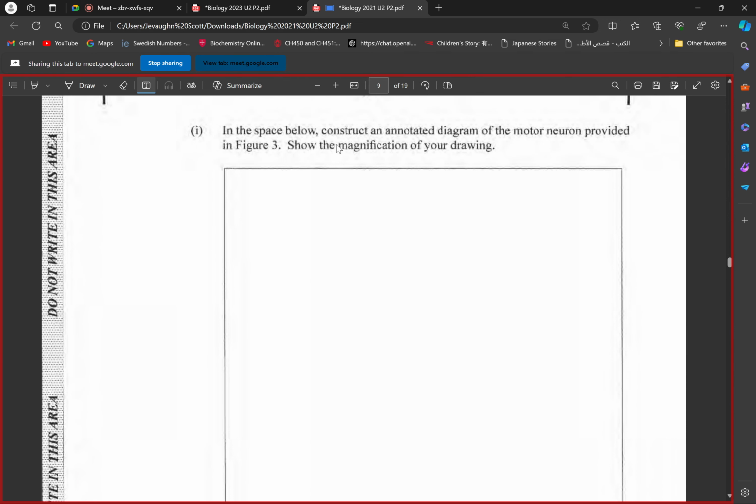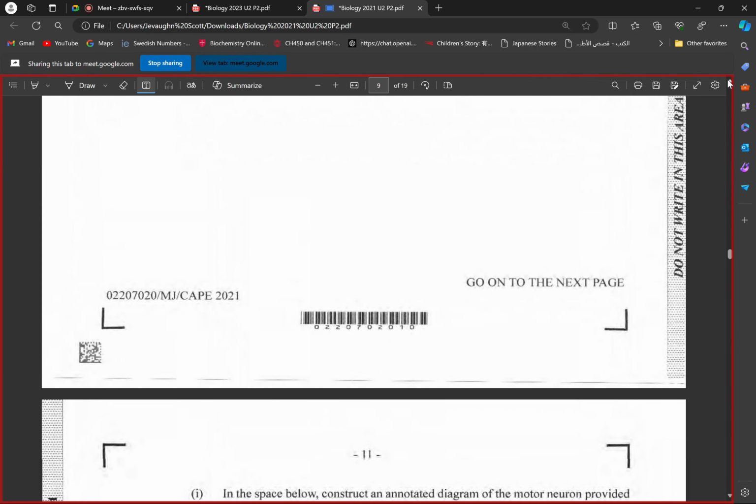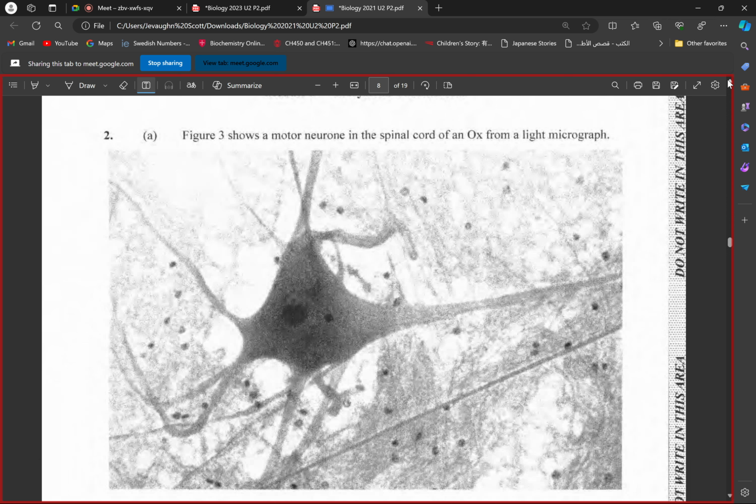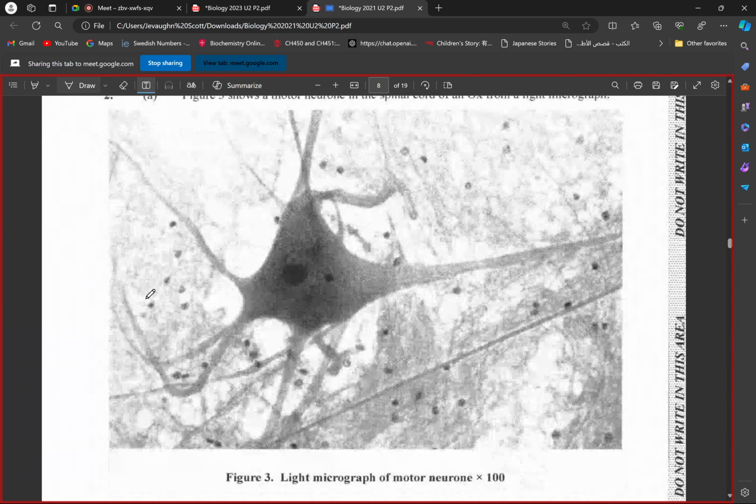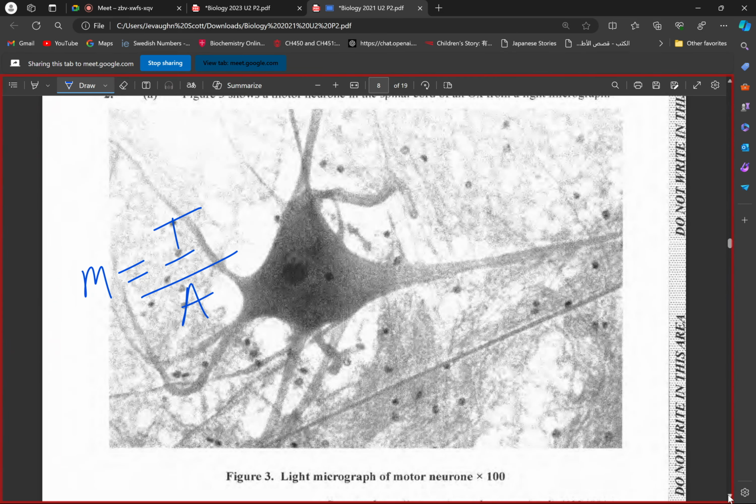We're also supposed to show a diagram of what is here. Bring on a ruler. The ruler is important because of how we're going to measure it and get the magnification. How do we find magnification? M is equal to image over actual. I over A.